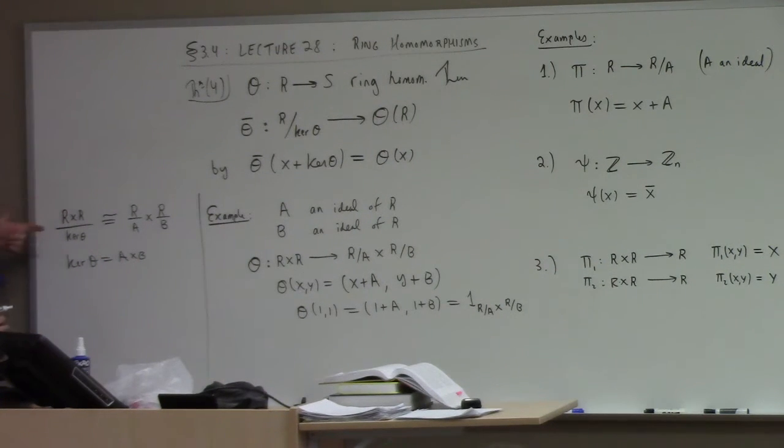So we get that R cross R mod A cross B is isomorphic to R over A cross R over B. Isomorphic, right? Not equal. Those are different kinds of objects, right?